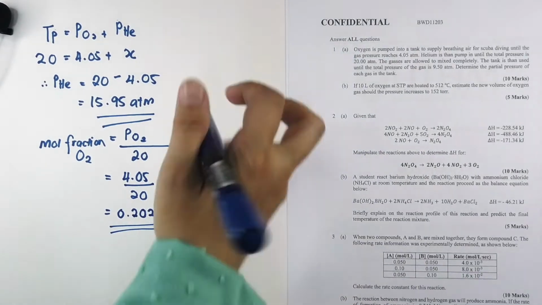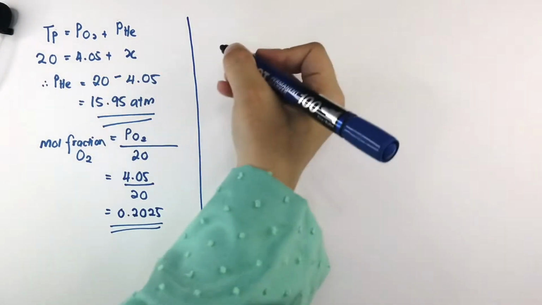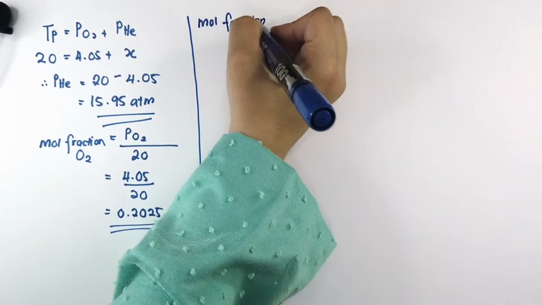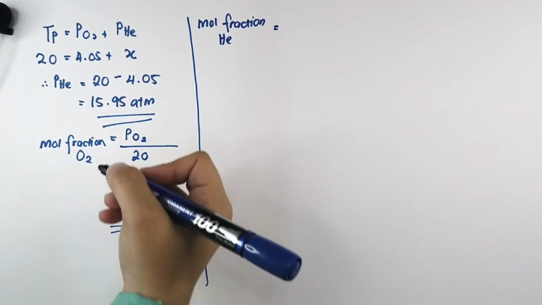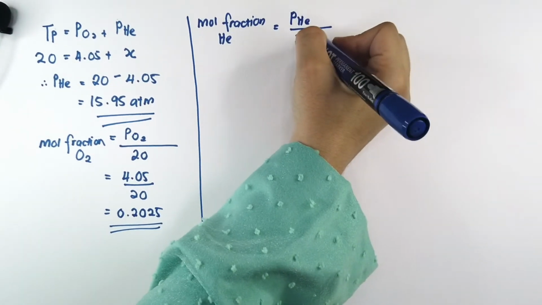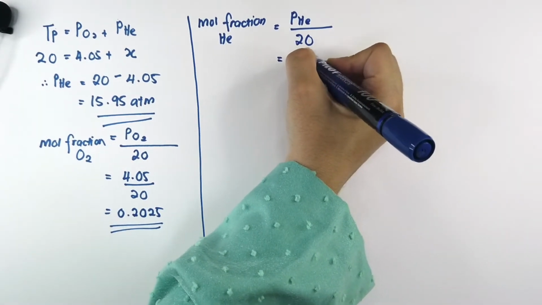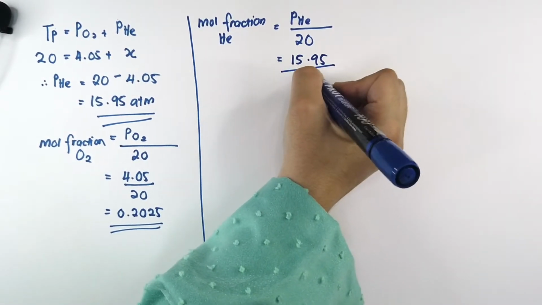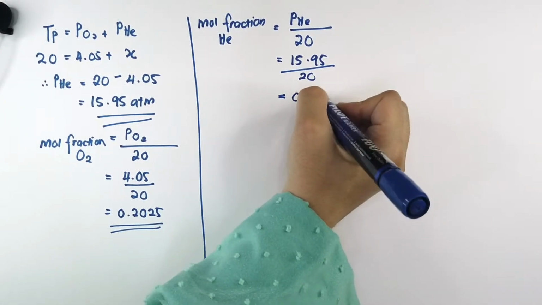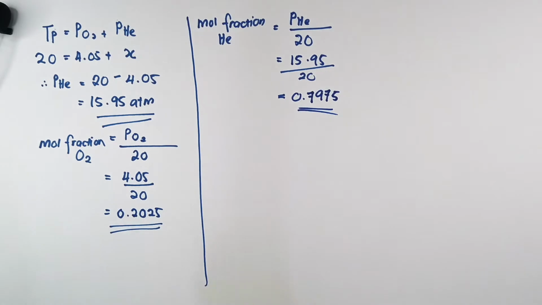And then you should calculate the mole fraction for helium also. The mole fraction for helium is the same thing, which is the pressure for helium divided by 20, the total pressure. The pressure for helium is the one we calculated just now, 15.95 divided by 20. So you should get the mole fraction for helium equivalent to 0.7975. Okay, so these are the mole fractions.